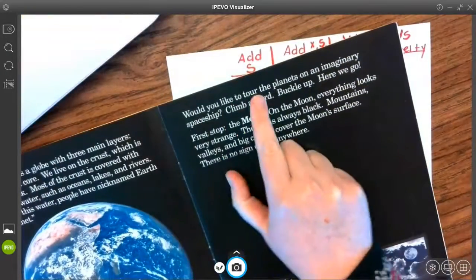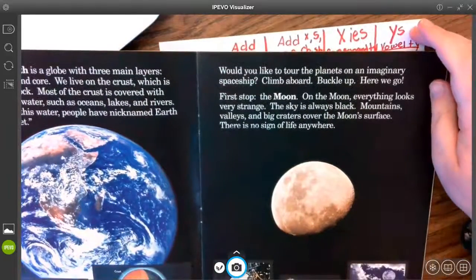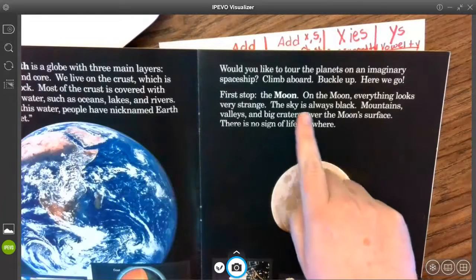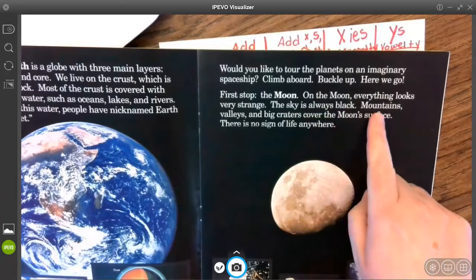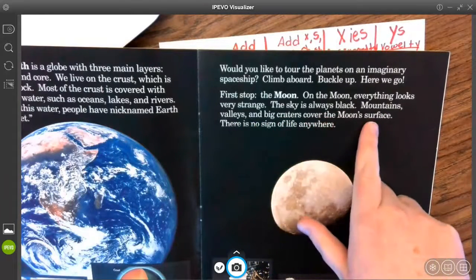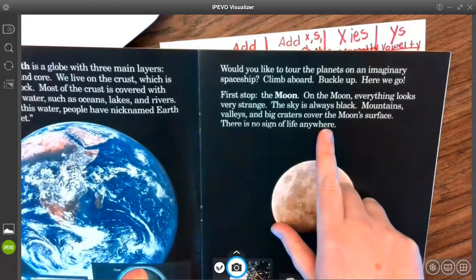Would you like to tour the planets on an imaginary spaceship? Climb aboard. Buckle up. Here we go. First stop, the moon. On the moon, everything looks very strange. The sky is always black. Mountains, valleys, and big craters cover the moon's surface. There is no sign of life anywhere.